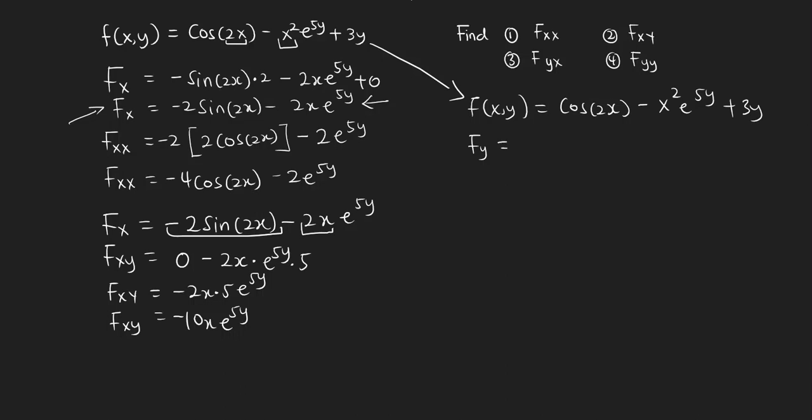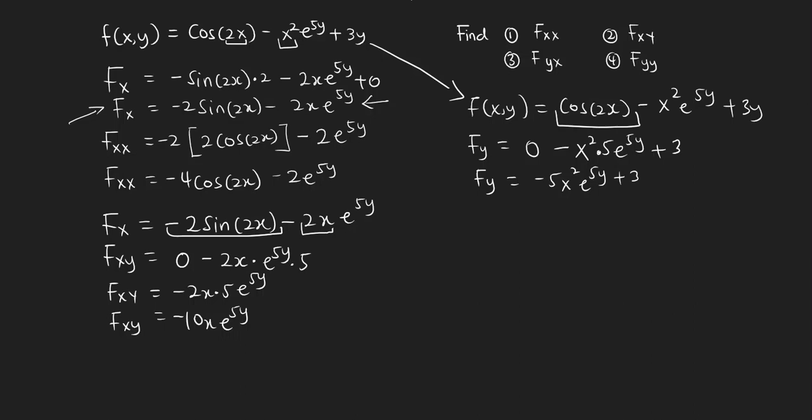Okay, so let's look at that. For the first term, we don't have y in it, so that would be 0. And for the second term, we have x squared multiplying e to the power 5y, so we're going to keep the x squared as a constant. So we have x squared here, and then let's differentiate e to the power 5y. That gives us 5 e to the power 5y. Then plus the derivative of 3y, which will be 3. So let's simplify this. We're going to have fy equal to minus 5x squared e to the power 5y plus 3.